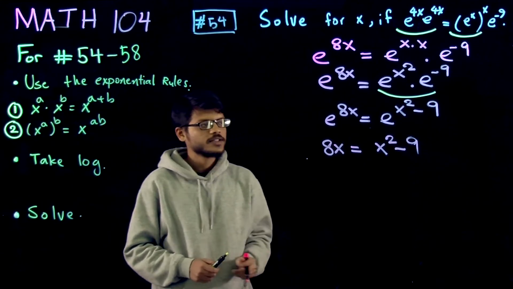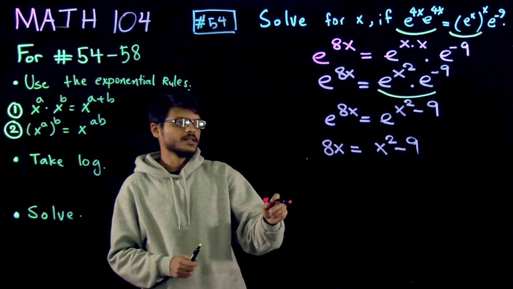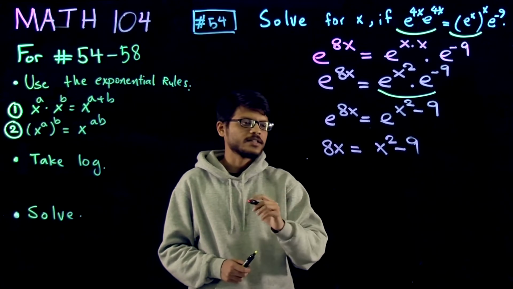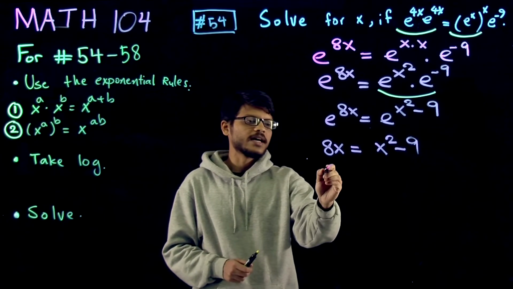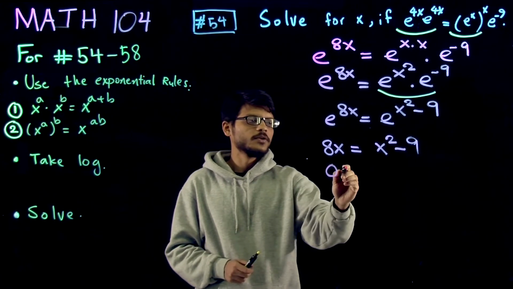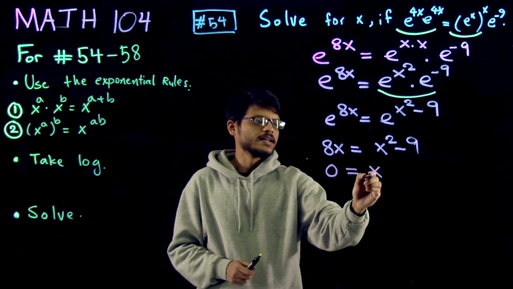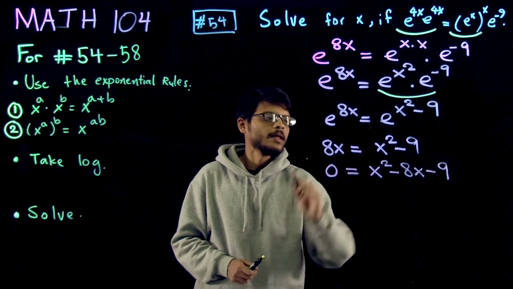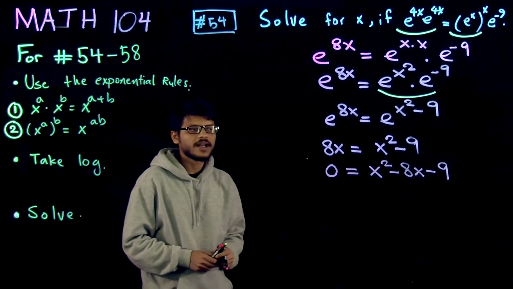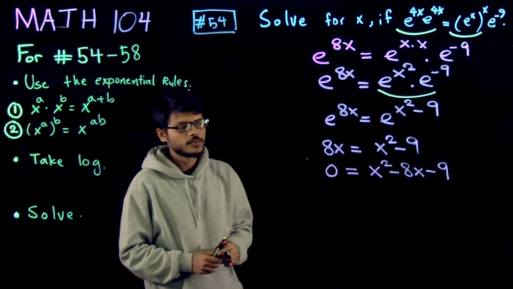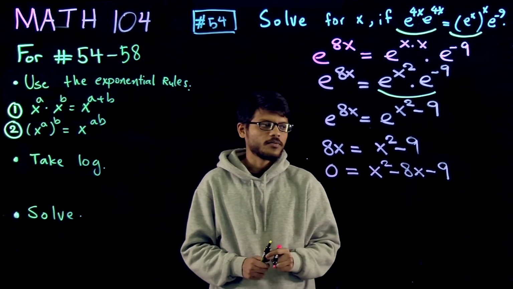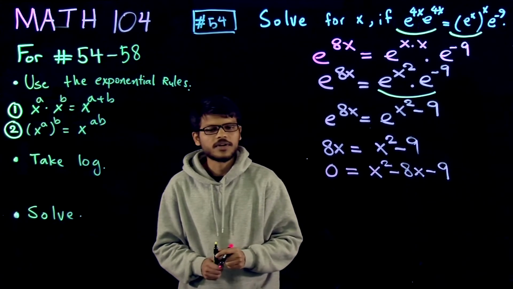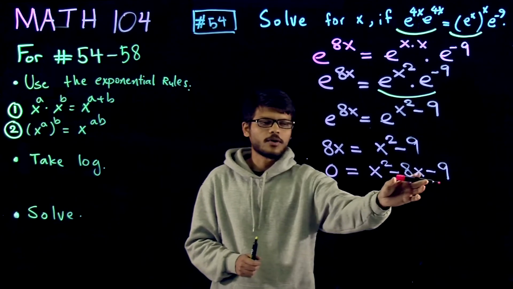In order to solve this equation, we subtract 8x from both sides. Then the left side becomes 0 and the right side becomes x squared minus 8x minus 9. As you know, this one, x squared minus 8x minus 9, is a quadratic equation, and the way we solve quadratic equations is using the quadratic formula.